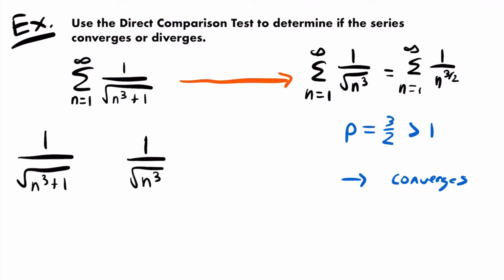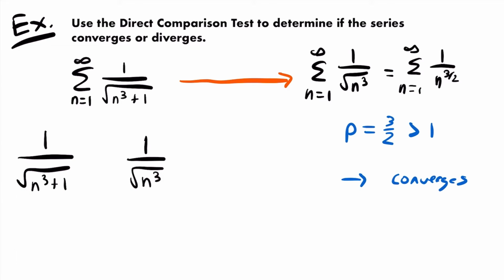And so no matter what value of n we plug in, we're going to be cubing that value of n, but for this expression, we then add 1 to it before we take the square root. And so no matter what value of n we plug in, this denominator is going to be larger. We're adding 1 to that value of n cubed, and then taking the square root of it, which is always going to be larger than just the square root of n cubed.